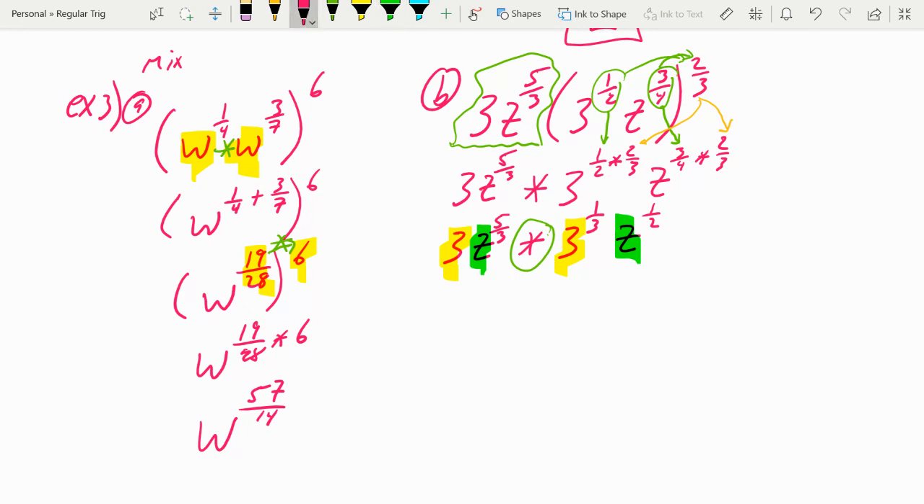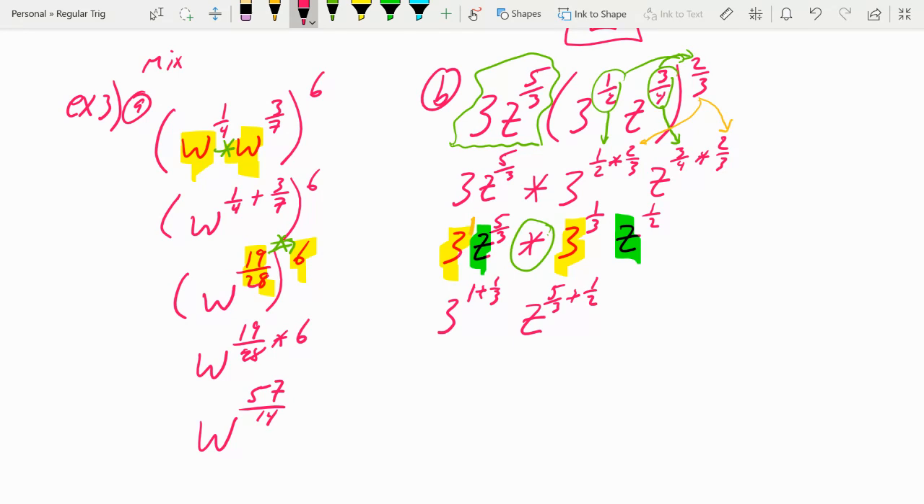Well, remember what we talked about. What is the exponent here? All right. Remember, people in math are lazy. What's the exponent? It's a 1. If it's not listed, if it's not written, it's a 1. So I have 3 to the 1 plus 1/3. And then I have z to the 5/3 plus 1/2.